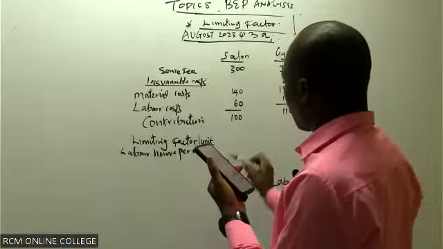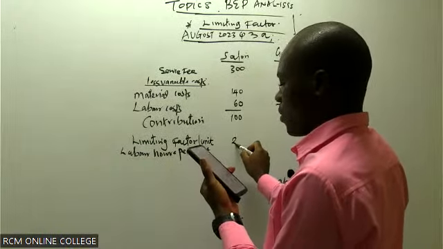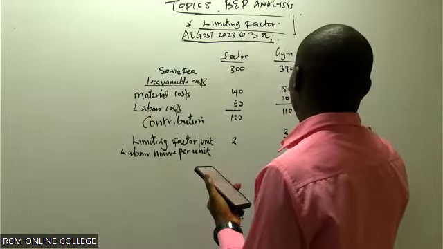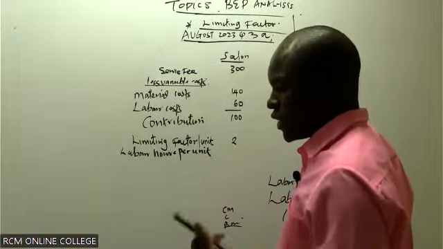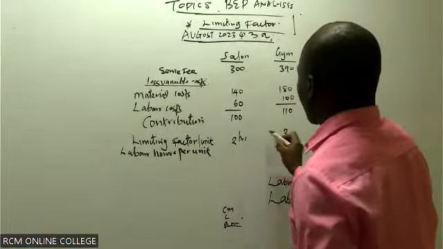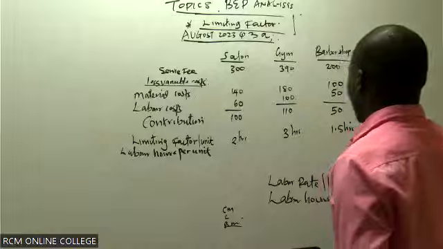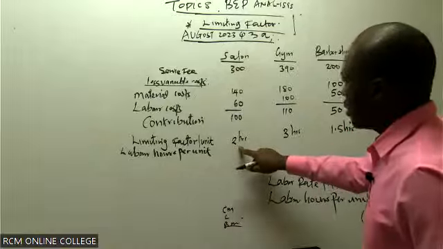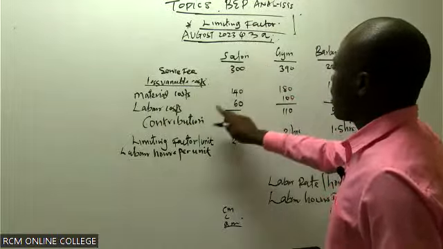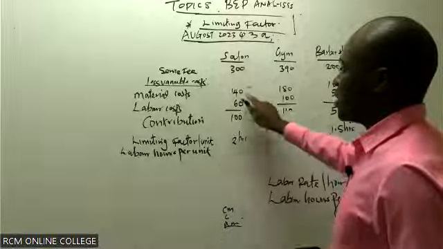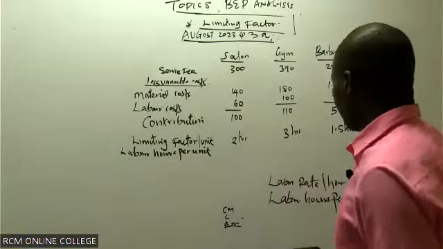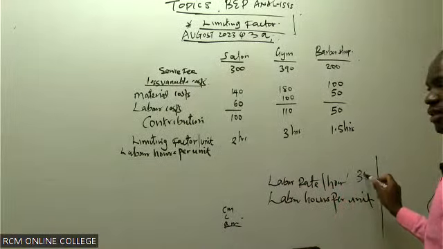So we have 2 hours. We have 3 hours. We have 1.5 hours. In some questions, this is what they are going to do. I need 2 hours. I need 3 hours. I need 1.5. So if I need 2 hours to produce 1 unit of salon or to serve 1 client in the salon, the company is spending 60 shillings. So what is the labor rate per hour? It will be 30, is it?